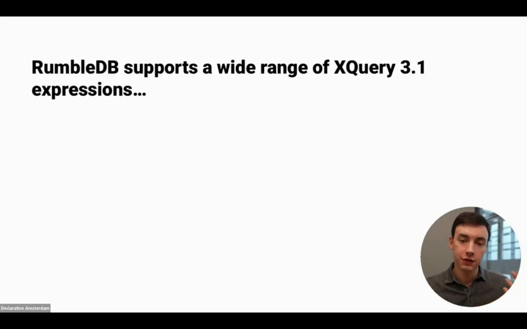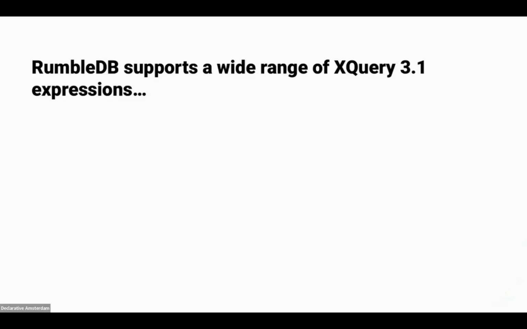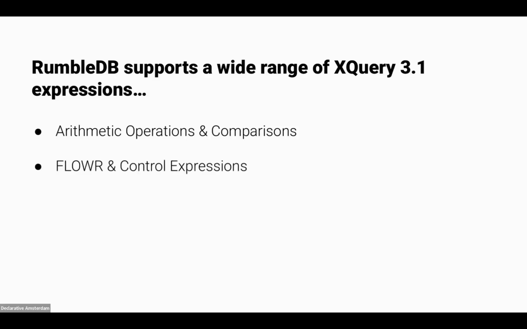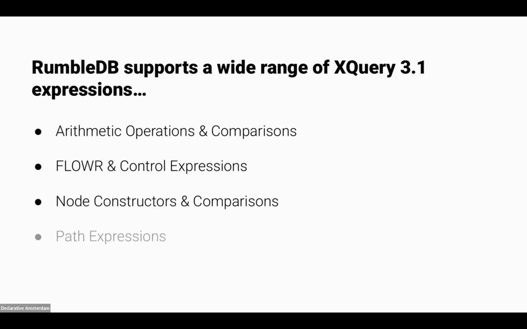In terms of feature support, RumbleDB supports a wide range of XQuery 3.1 expressions, which cover fundamental aspects of the standard. Our support includes arithmetic operations and comparisons, FLWOR and control expressions, node constructors and comparisons, whose support has been recently introduced, path expressions, and XPath and XQuery functions.